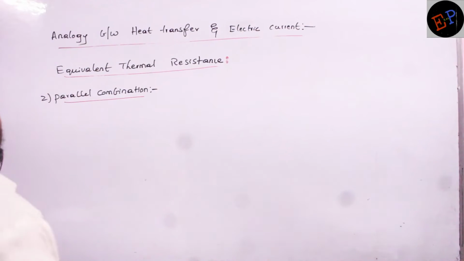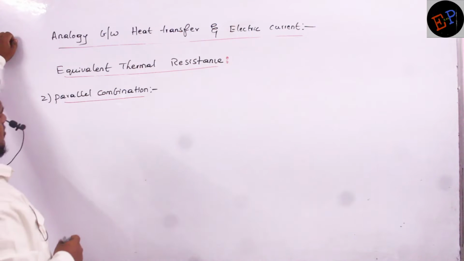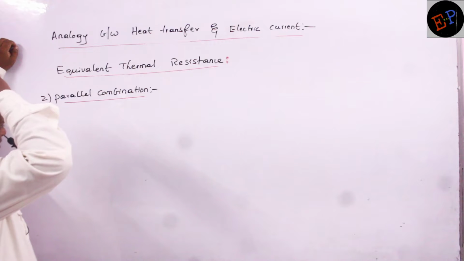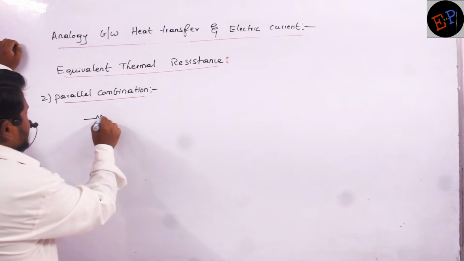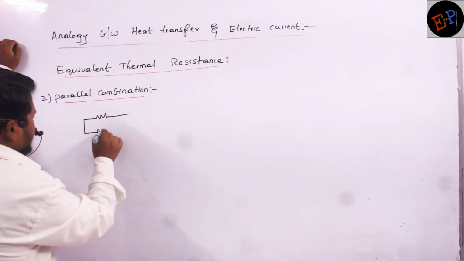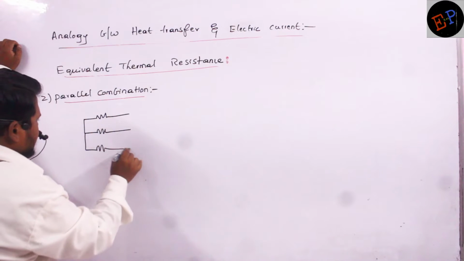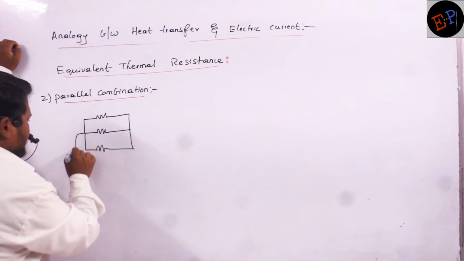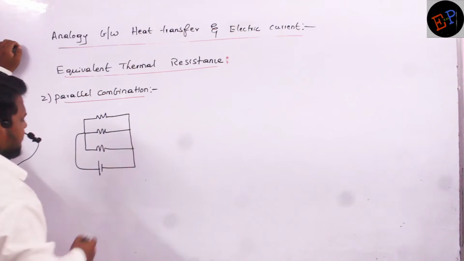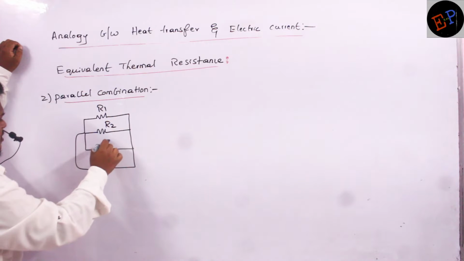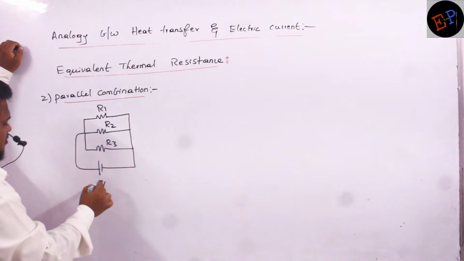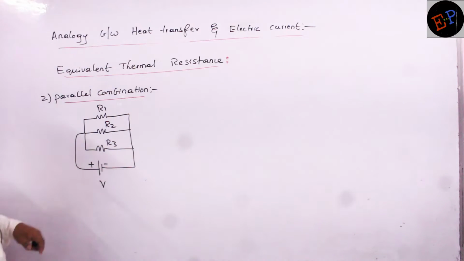Now see, so parallel combination. So first let us try to take the analogy of this combination in electric current. So see, this is one resistor, this is another resistor, and this is another resistor, and this type of connection is called parallel connection. Clear, no? So here the resistances of the resistors are R1, R2 and R3, and this is the total potential difference which we are supplying.